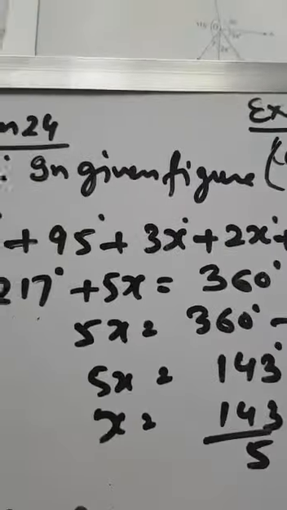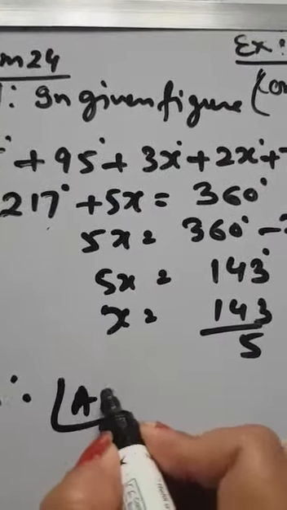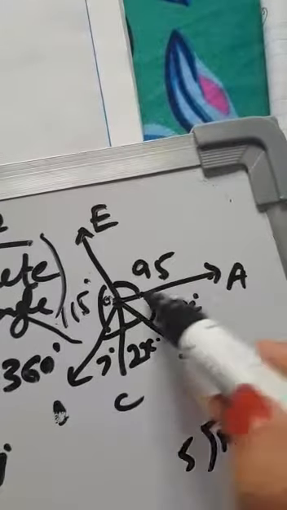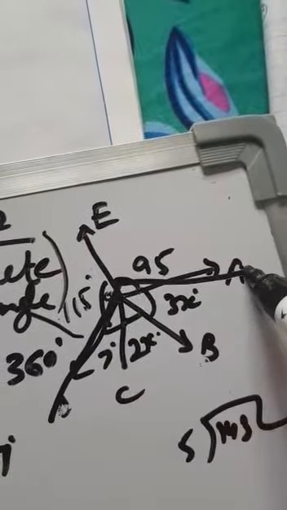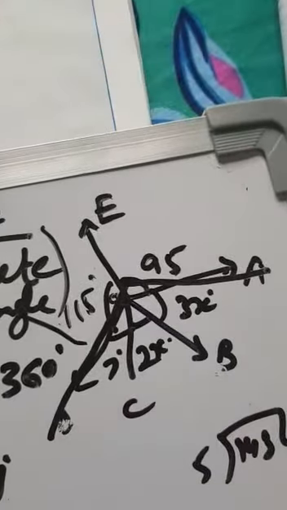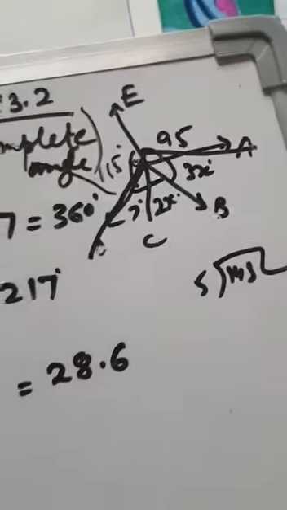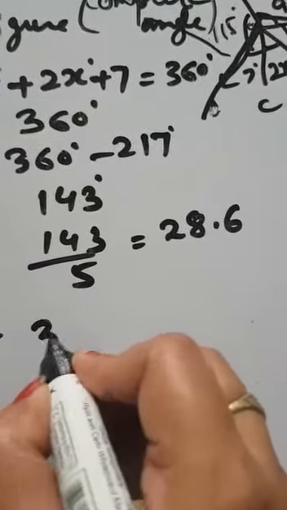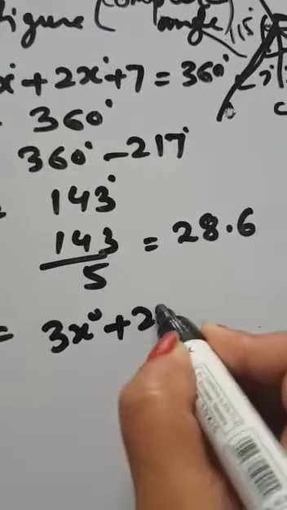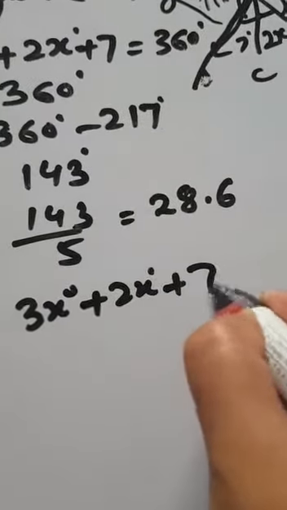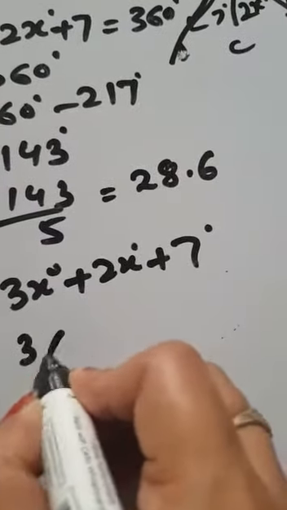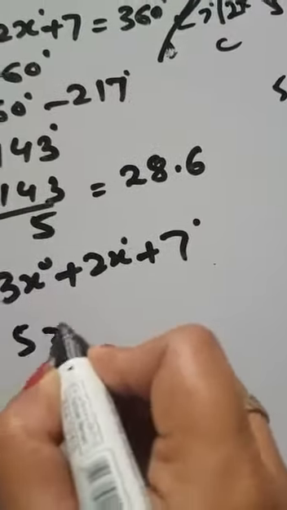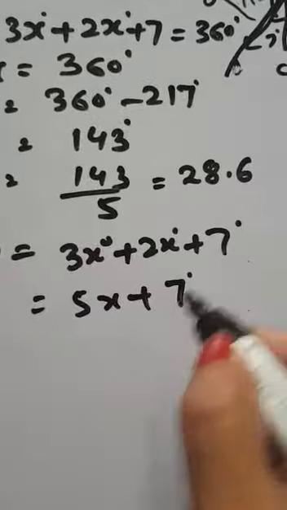So therefore you want two answers. Which one? First, AOD you want. Angle AOD. And you can see AOD is the sum of this angle he is talking about, this full angle. Okay, so what we will do, we will just write AOD is the sum of 3x degree plus 2x degree plus 7 degree. So 3x and 2x will give you 5x plus 7 degree.